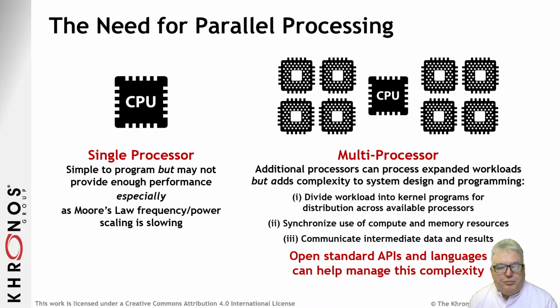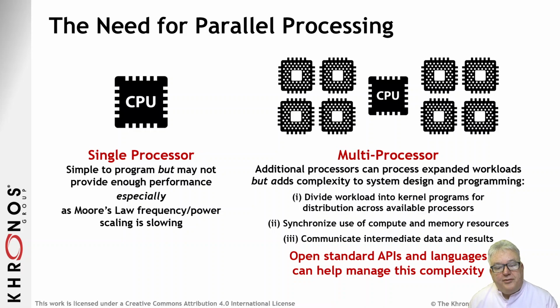So why do we need parallel processing? The simplest way to program an application is to code it to run on a single CPU. However, as Moore's law slows and processors are no longer running at faster and faster frequencies, the only way to gain more performance for demanding applications is to use multiple processors. Often a multiprocessor system contains a single CPU with one or more offload processors that often have specialized acceleration architectures, such as GPUs, DSPs, or specialized domain-specific hardware.